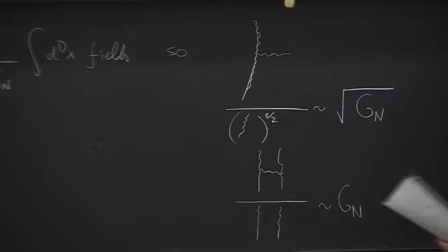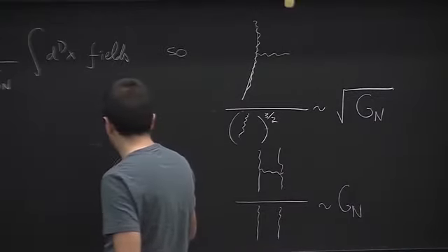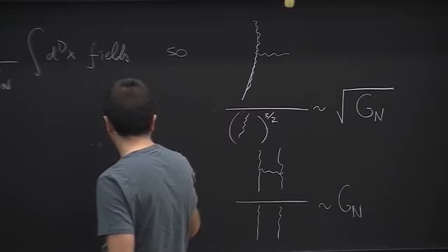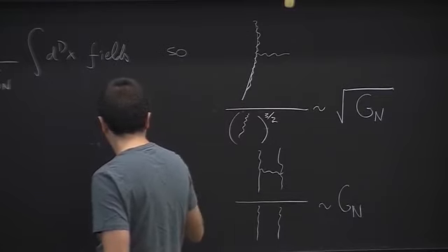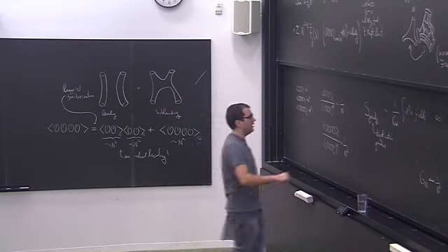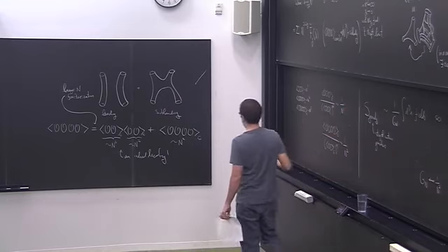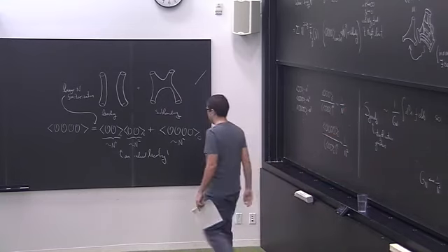And you conclude that g Newton, which measures the interaction, is indeed identifiable with 1 over n squared, as it should be. Now that I'm writing it, I'm realizing that it's not so crucial to have this explanation, but it is a true statement.